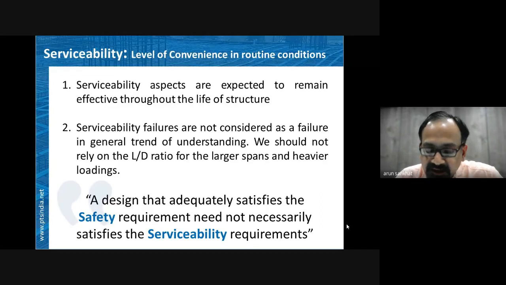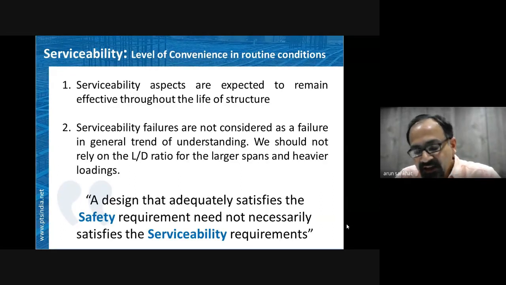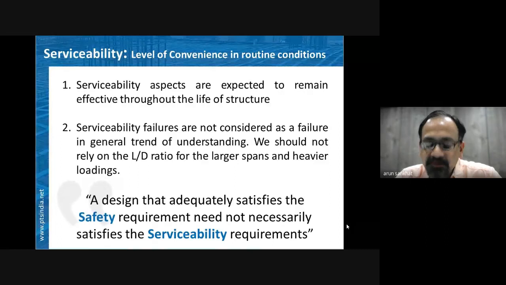you can say, contradictory. In serviceability, we like to have less deflection. We like to have a stiff system. We like to have less vibration. All these things. So it should be a well rigid system, which is expected for serviceability criteria.